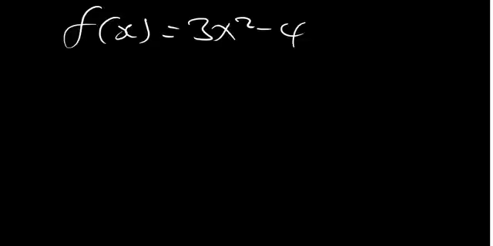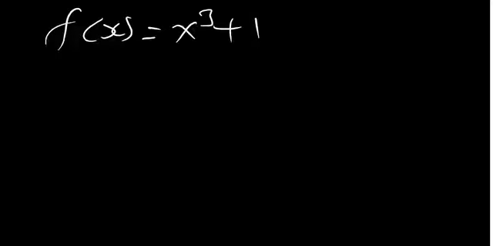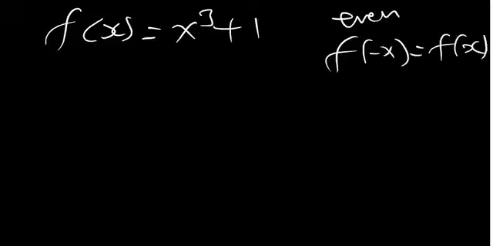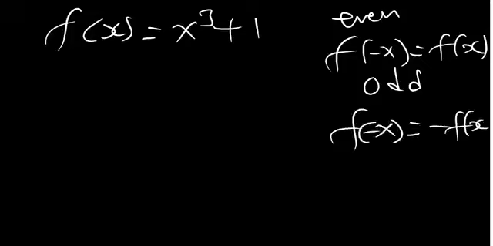Now let's have another example. Let's say we have f of x is equal to x to the power 3 plus 1. We know that for a function to be even, f of negative x has to be equal to f of x, and for a function to be odd, f of negative x has to be equal to negative f of x. So let's see if this function is even or odd.